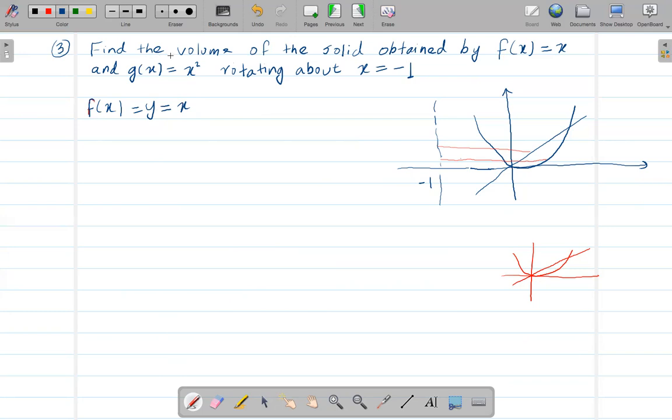But what you can do with this one is g of x, we can also say this is y equals x squared, or basically x squared is equal to y, right? Now if I take the square root on both sides, I'll be getting x equals the square root of y. You don't have to worry about plus minus in this case, okay?